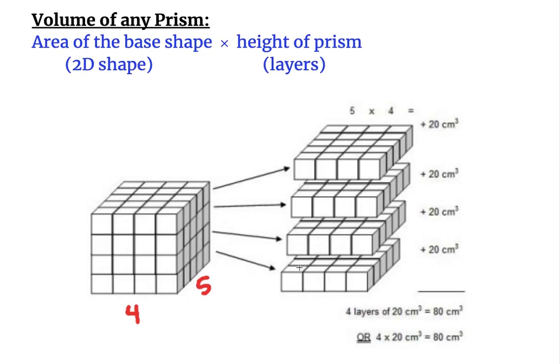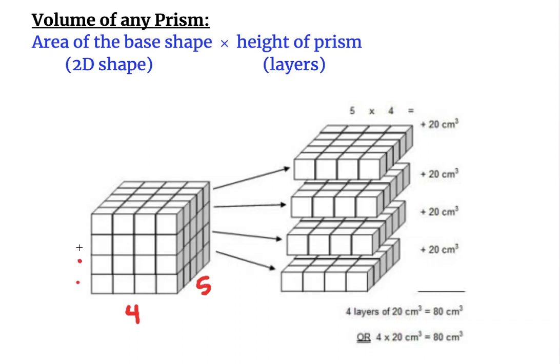So that means each layer has 20 cubes in them. You could count them. Each of the layers is 1, 2, 3, 4, 5, 6, 7, 8, 9, 10, 11, 12, 13, 14, 15, 16, 17, 18, 19, 20. But instead of counting them all, we're just multiplying, right? That's the shortcut. So there's 4 by 5, or 20, in each of these layers.